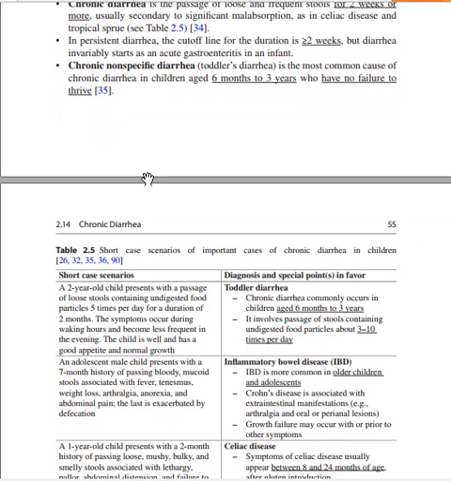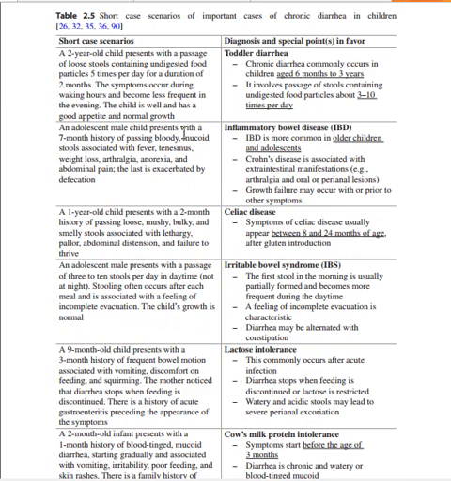Chronic non-specific diarrhea is the most common cause of chronic diarrhea in children aged between 6 months and 3 years who have no failure to thrive. So if you have a child with chronic diarrhea and no failure to thrive, you think of chronic non-specific diarrhea, or toddler's diarrhea, which is usual between 6 months and 3 years.